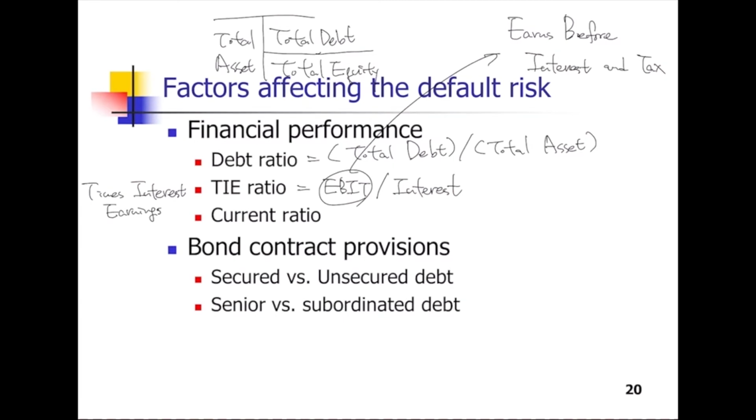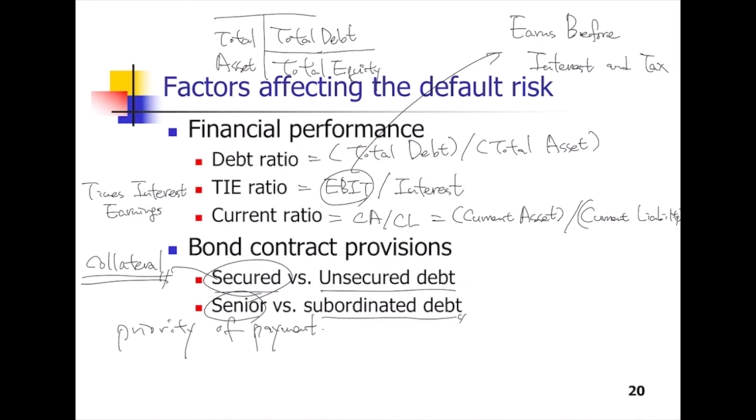The next ratio is the current ratio. The current ratio can be calculated as CA divided by CL, current assets divided by current liabilities. Current means a very short-term concept. So this ratio shows the short-term liquidity of the firm, especially cash, which is categorized as a current asset. So a low current ratio means high default risk.